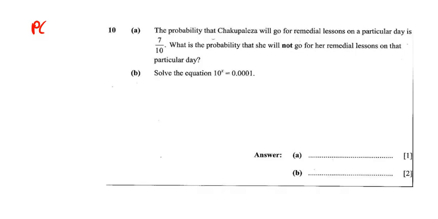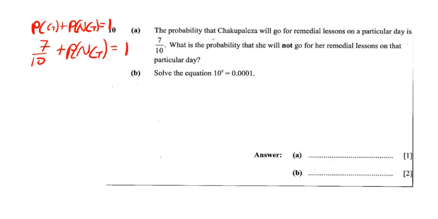So you just say probability that she is going. I don't know if she is she or he, but Chakupaleza will go. So the probability that this person will go plus the probability that this person will not go is always equal to 1. So they have said that the probability that Chakupaleza will go for remedial lessons on a particular day is 7 over 10. So you say 7 over 10 plus probability that he or she will not go is equal to what? A 1.